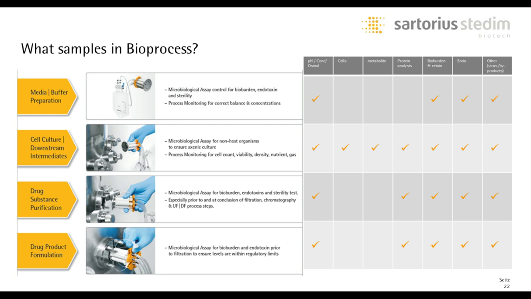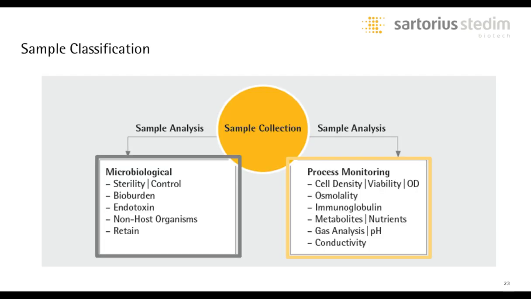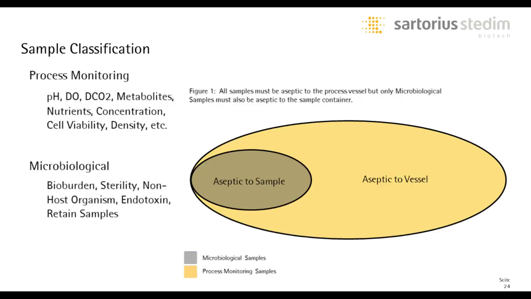So there are a really wide variety of samples taken during bioprocess, and what those samples are taken for is largely defined by where in the process those samples are being taken. So if we take a step back and look at all of those samples, we can see that they can be broken down into one of two categories. That's the microbiological and the process monitoring buckets. And these are based on the type of analysis that is being performed on those samples.